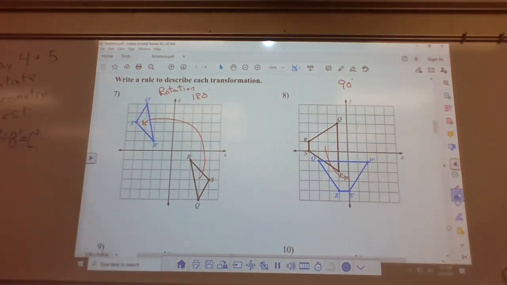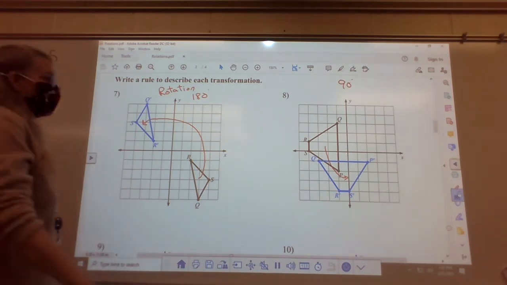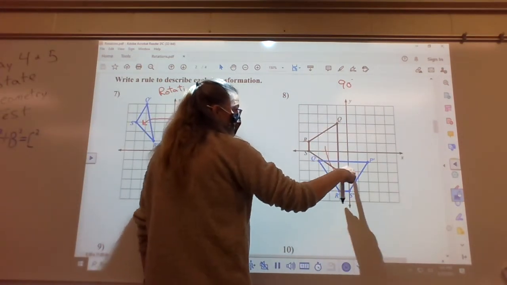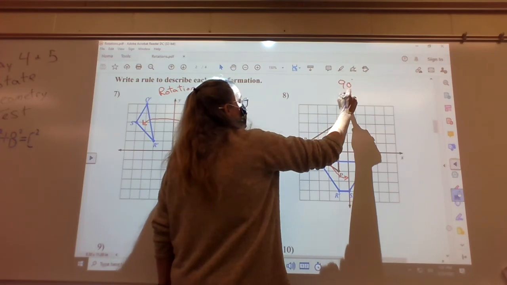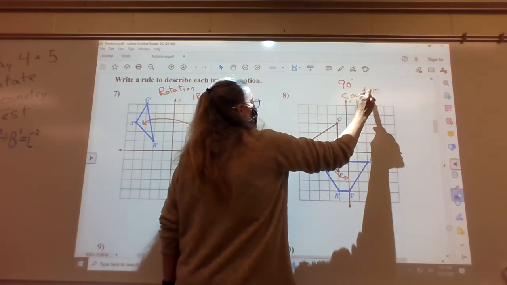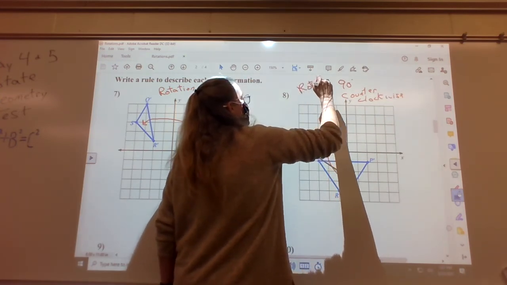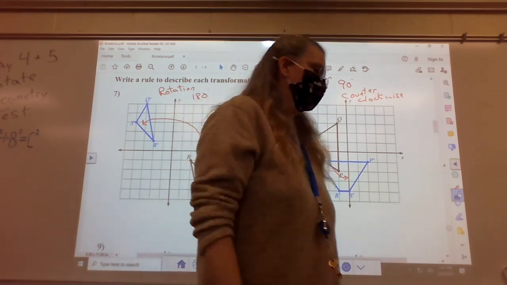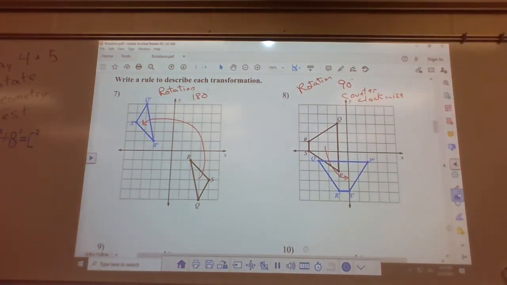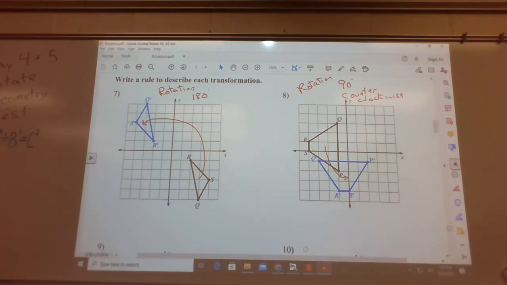Now, I gotta say what direction I did it though, because it was a 90. It would be counterclockwise. This one doesn't have marks, this one does. So that told me it was going this way. So 90 counterclockwise. And it was a rotation. Are we okay there? Next two.